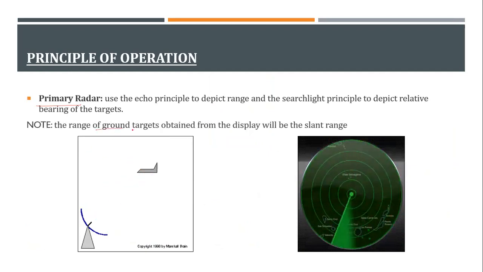The range of ground targets obtained from the display will be the slant range. Of course, we know this, right? We just saw that because the beam is slant, we will not get the DME distance, which in radars we should get. We'll get the slant range.